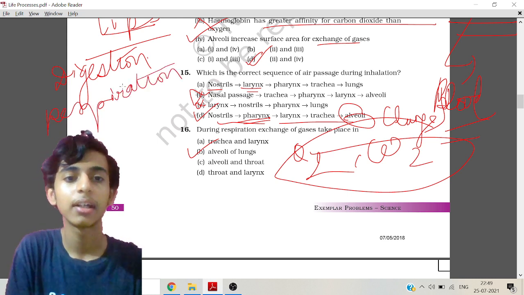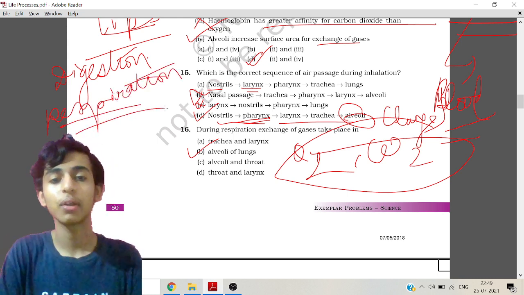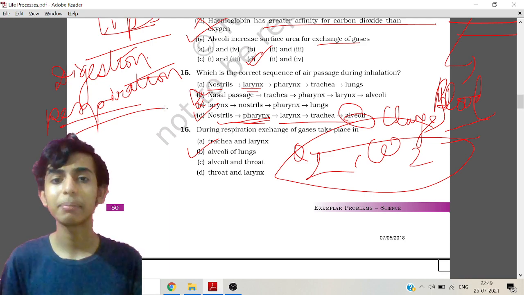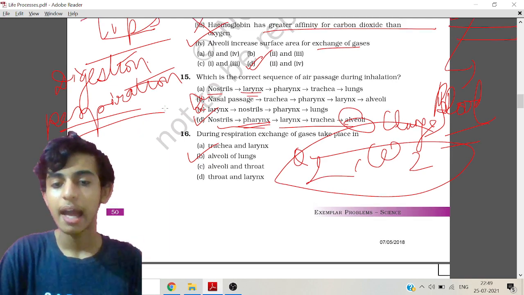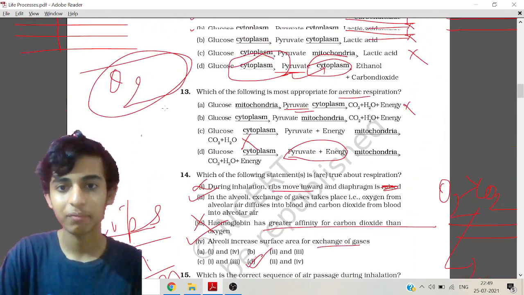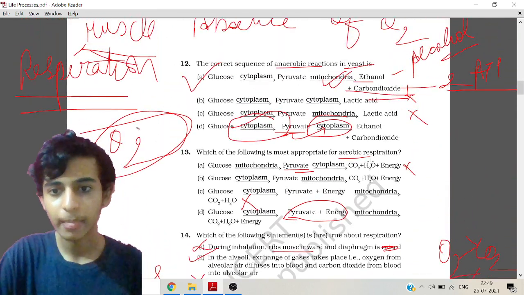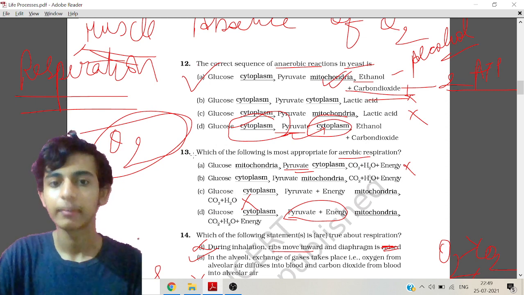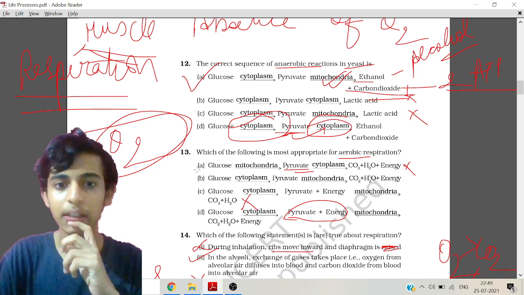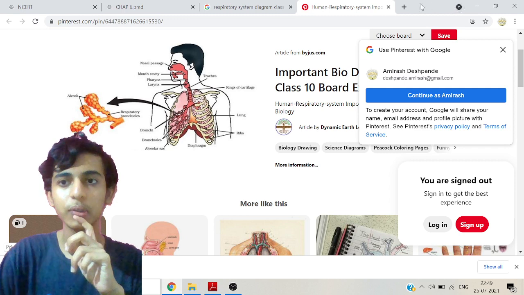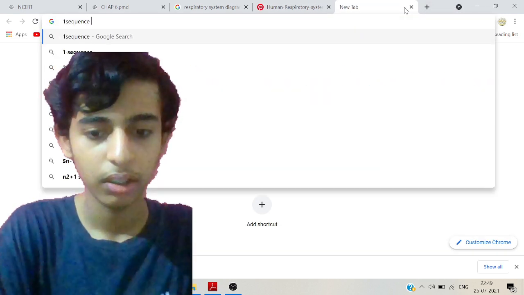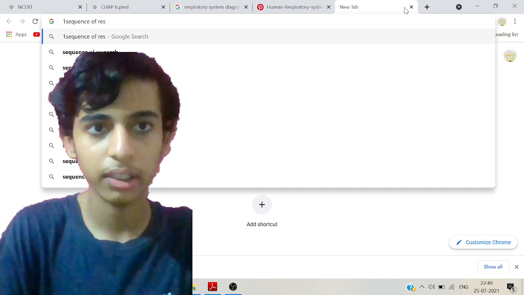Trust me, exemplar problems are always assessed in the board exams. So now you can feel free and comfortable that you've solved so many questions. And one question I gave you for your homework, that is this. Which one I gave you? Yeah, this one. Just let me know in the comment section. Yeah, the sequence of respiration.